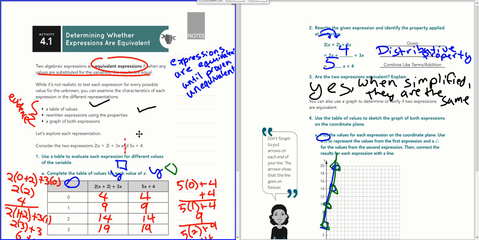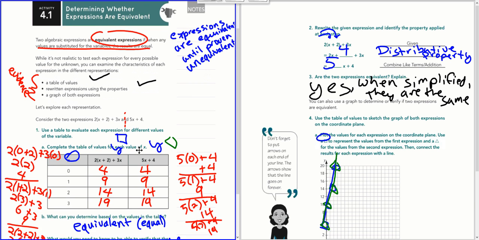So let's say we have two expressions here. This one right here and this expression right here. We're going to determine whether these are the same expression, whether they are equivalent or not. And we're going to do this by finding a table of values, rewriting the expressions or simplifying them using properties, or we're going to use a graph of both expressions and compare the graphs. So that's kind of like our evidence. We're going to hold court today. First thing we're going to do is assemble our evidence.